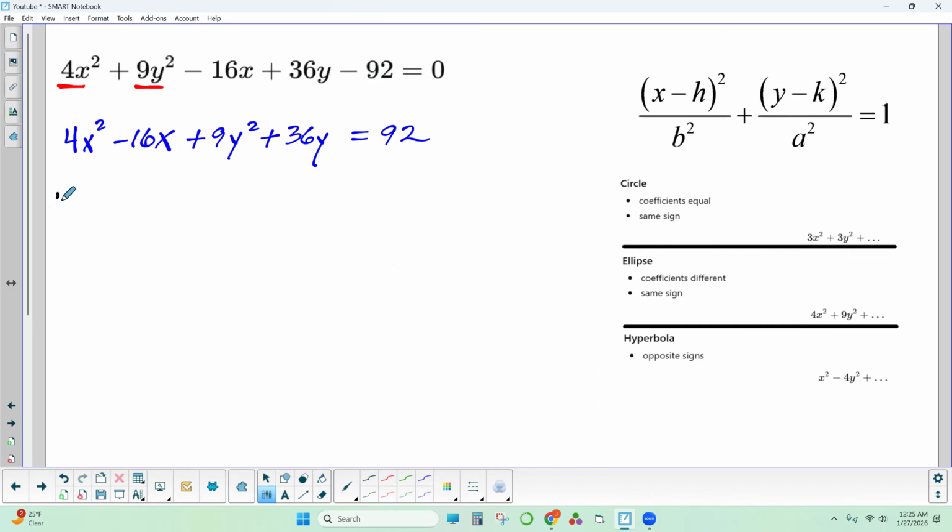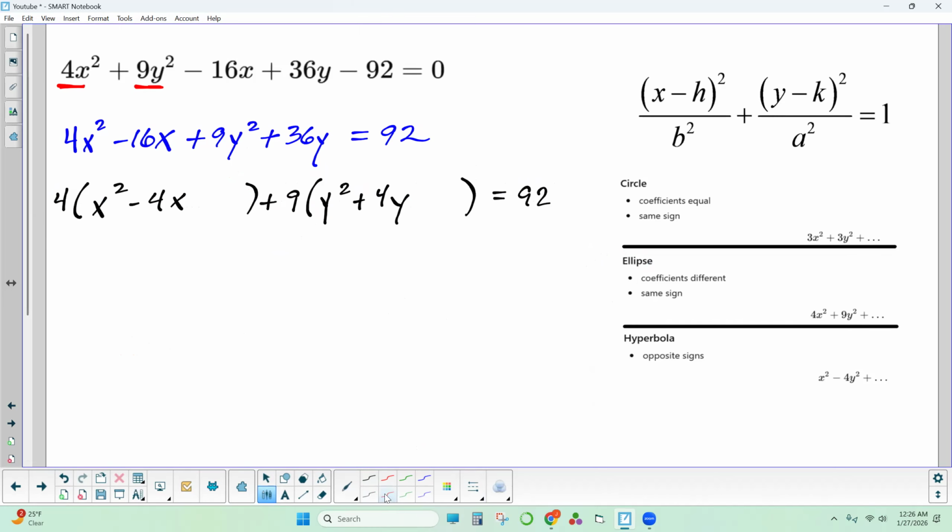Here I'm going to factor out the 4, and that leaves me with x squared minus 4x. Always double check your work there, do the multiplication right. Then I'm going to save some room here to complete the square. Then I'm going to go to my y terms and factor out the 9, and that leaves me with y squared plus 4y. Save some room, and 92 on the other side. Double check your work before you move on. Always want to make sure you got the math right there.